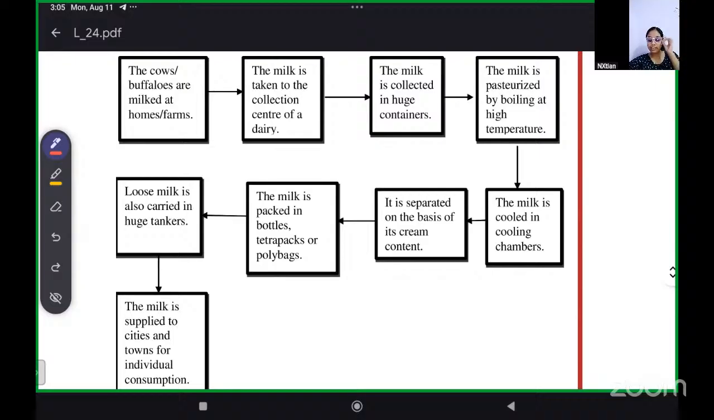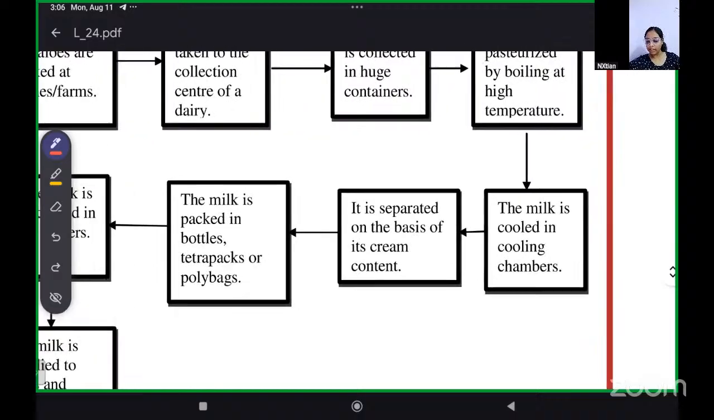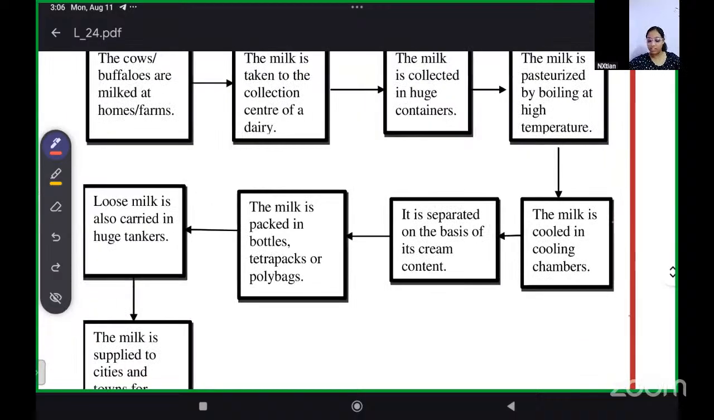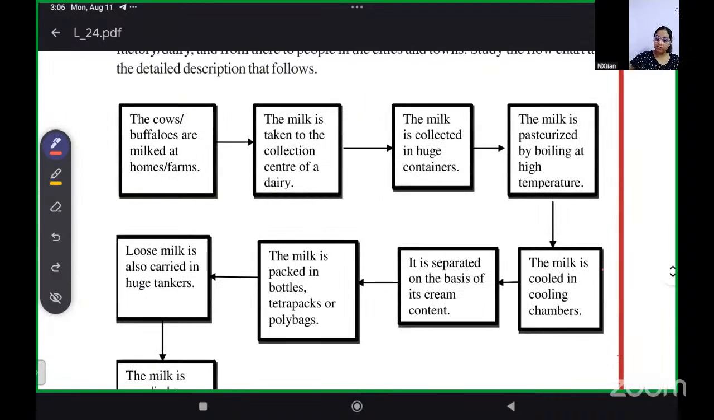The milk is pasteurized by boiling at high temperature. What is pasteurization? We boil the milk at very high temperature and then we cool it down before packing it. Okay. Then the milk is cooled in cooling chambers. This is the fifth step. After boiling it at very high temperature, it is cooled down in cooling chambers. Then it is separated on the basis of its cream content.